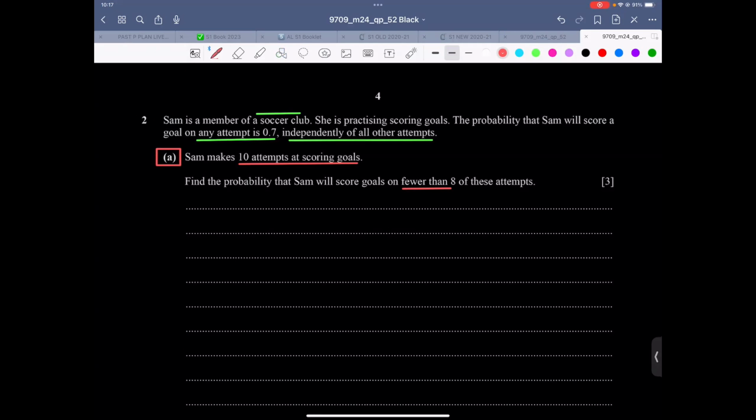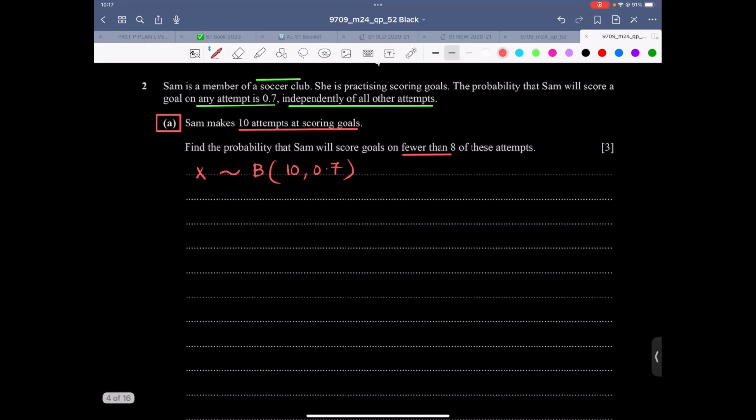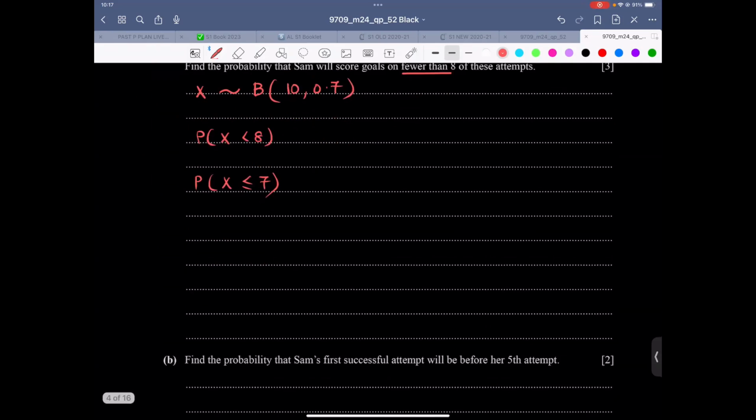Now, this first part is about binomial. So X follows a binomial distribution. 10 is the number of trials and probability of success is 0.7. So we are focusing on the goals scored by Sam, and the fixed number of trials is 10 and the probability of success is 0.7. When we are interested in fewer than 8, we will write X is less than 8. So 8 is not inclusive. We will write X is less than or equal to 7, which is too much to calculate.